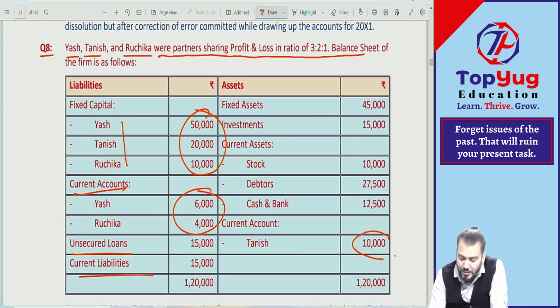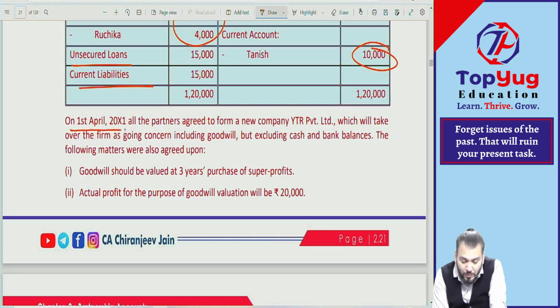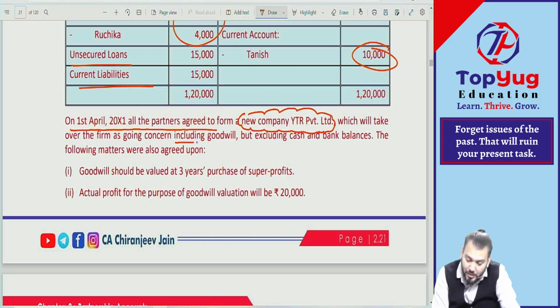Current account, Tanish. Tanish might be having a debit balance in the current account, but the capital account is a credit balance. On 1st April 2001, all the partners agreed to form a new company, YTR Private Limited, which will take over the firm as a going concern, including goodwill but excluding cash and bank. Cash and bank is not taken. Even though goodwill is not given, it will be included, because goodwill will be the balancing figure.